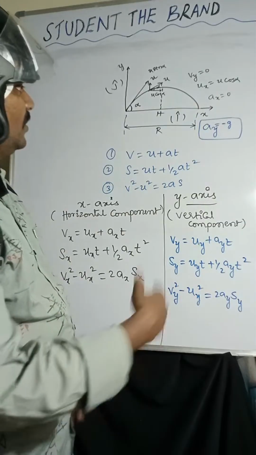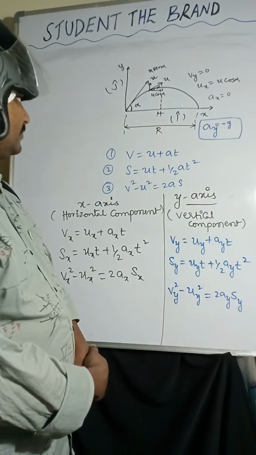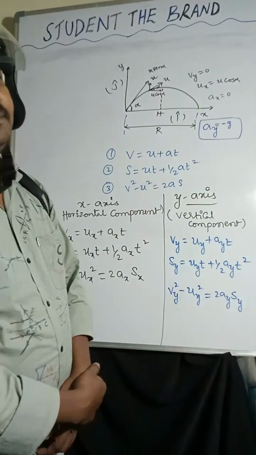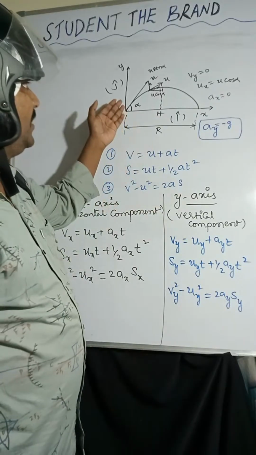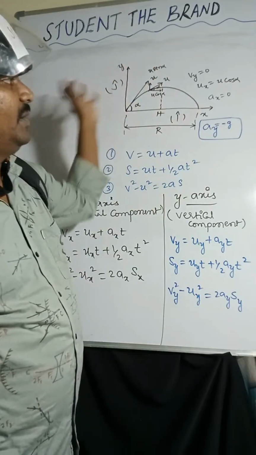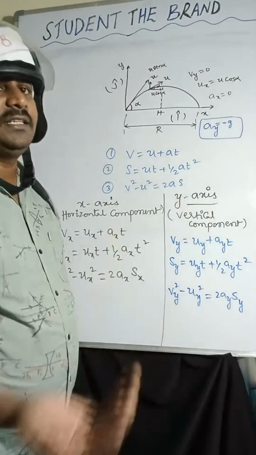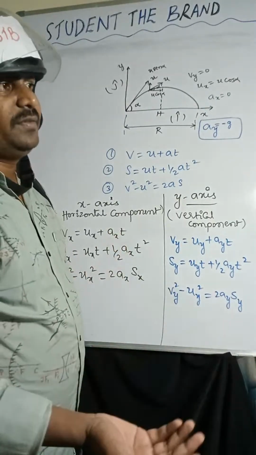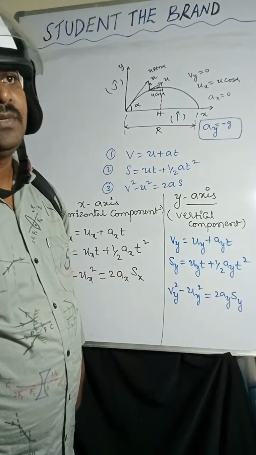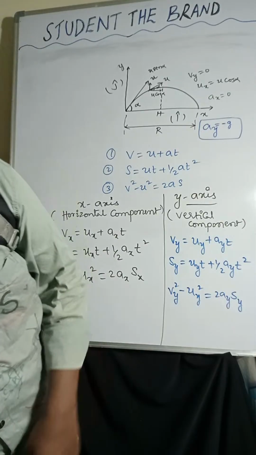Now we'll go to the next one, that is the final velocity and displacement at any time. Initially we consider any time, at a certain time t. What is the initial velocity, what is the final velocity, and what is the displacement? We will discuss that. Okay, so now let's start.